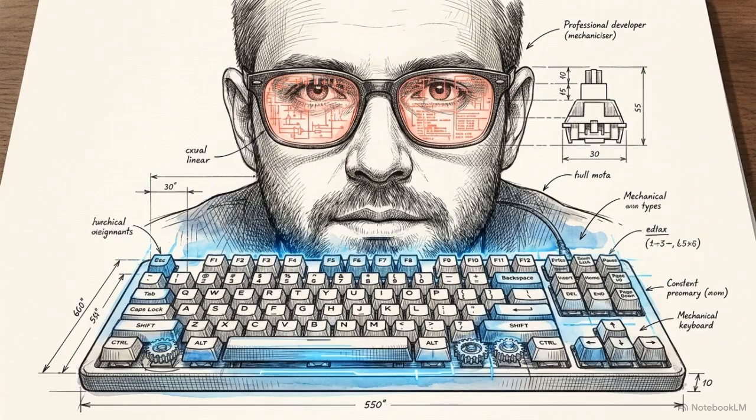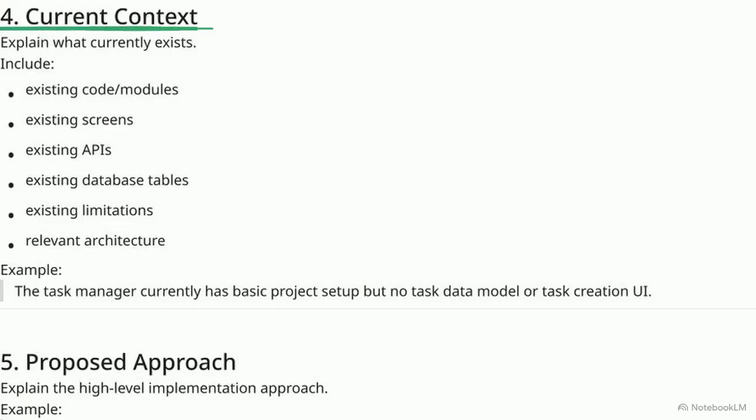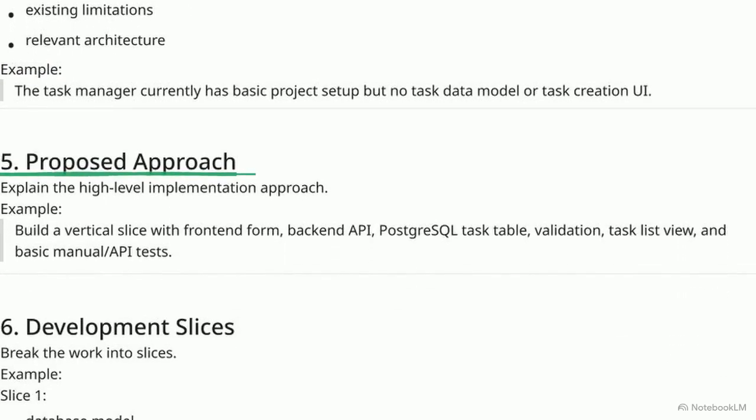A reactive coder starts typing and hopes for the best. A strategic engineer secures the direction, breaks the work down, and controls the scope from the very beginning. Notice the current context section in the standard implementation plan. Before building anything new, you must catalog what already exists: existing code, APIs, and limitations. With ground truth established, the proposed approach summarizes your specific development direction.